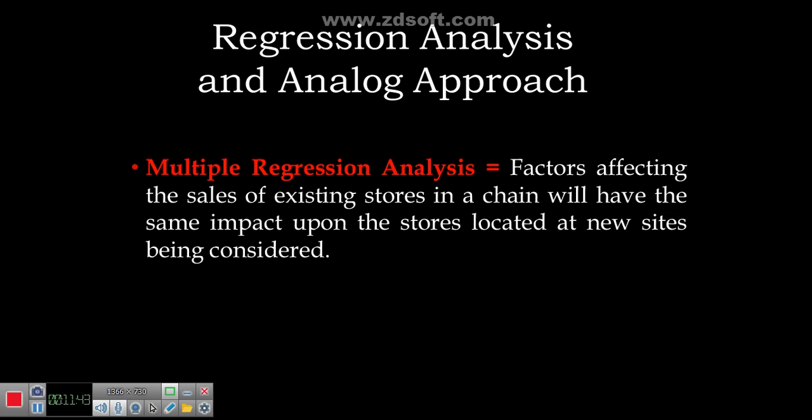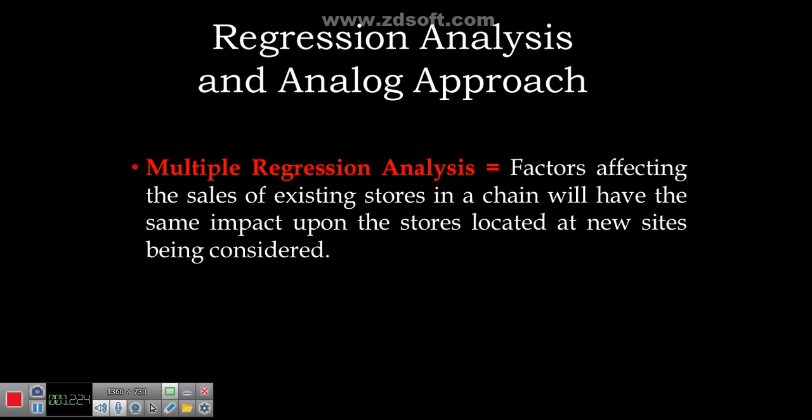While opening new stores or first stores, the company must have already considered multiple factors in evaluating the sites and the trade area, and they might have selected the best sites for their stores. Say the company initially started about 200 stores and later wants to start another 100 stores. For those new stores, such analysis is used. The factors affecting the sales of existing stores in a chain will have the same impact upon the stores located at new sites being considered.